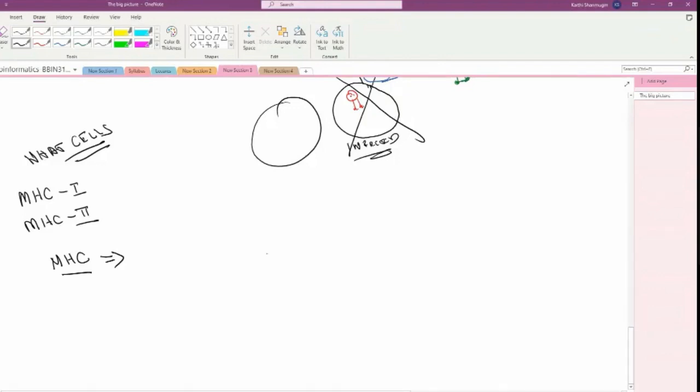So what type of cells will have this MHC1? Our body has different types of cells, a series of cells which are called nucleated cells. Any nucleated cells should have a nucleus. Any nucleated cell can have this molecule called MHC1, major histocompatibility complex 1.